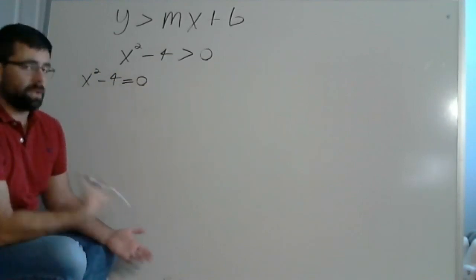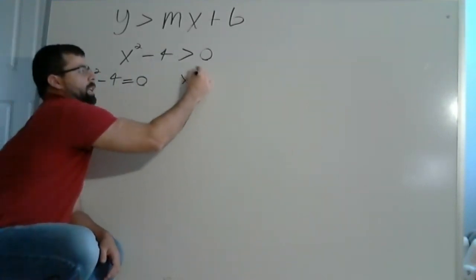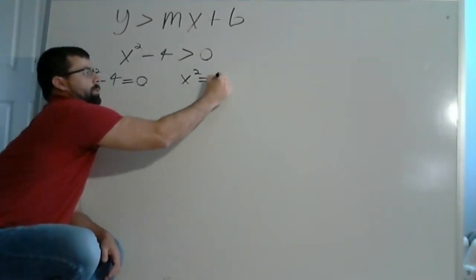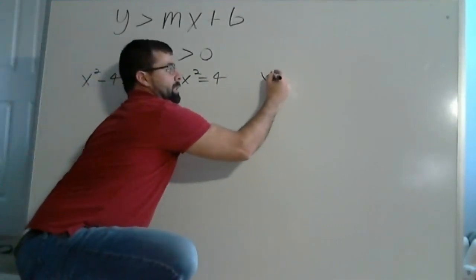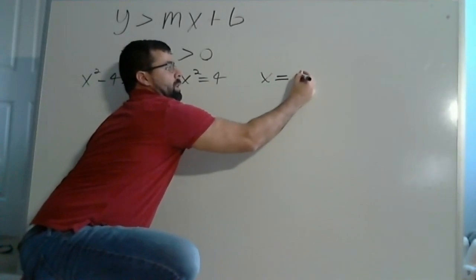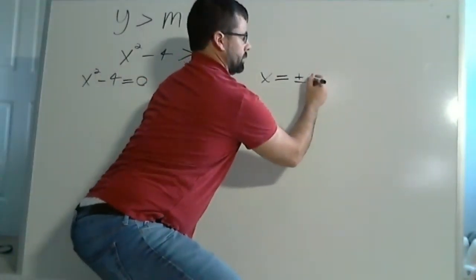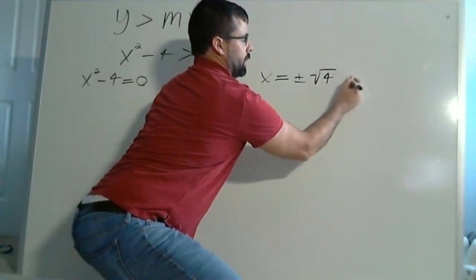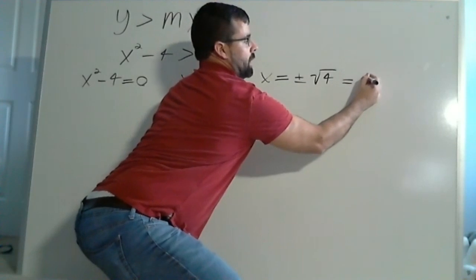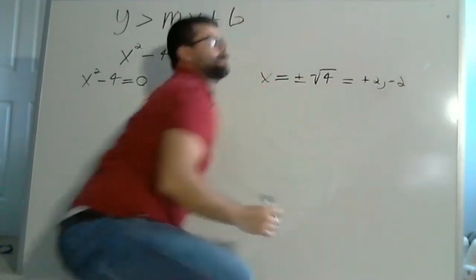The next step is we solve that equation. So if you solve this, you get x squared equals 4, and you get x equals plus or minus the square root of 4, which is positive 2 and negative 2.